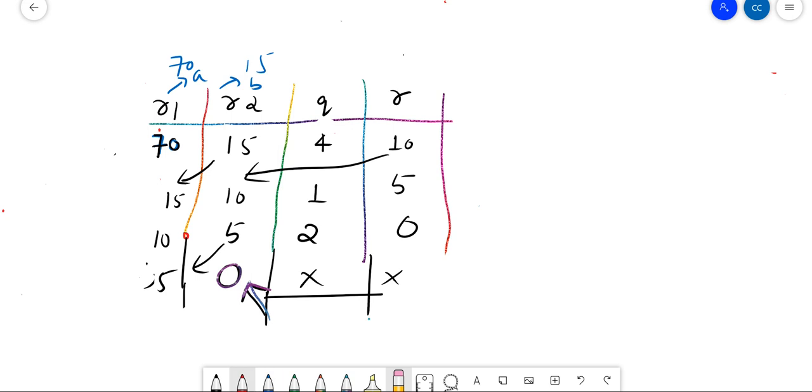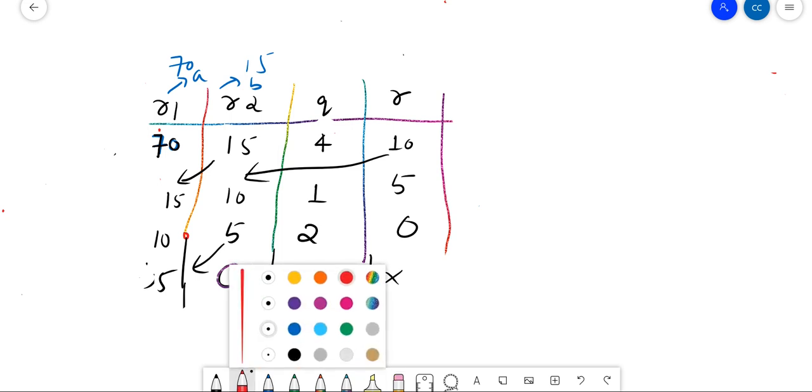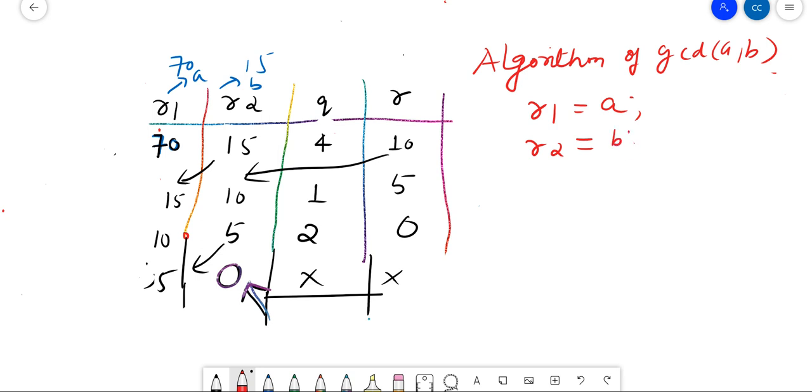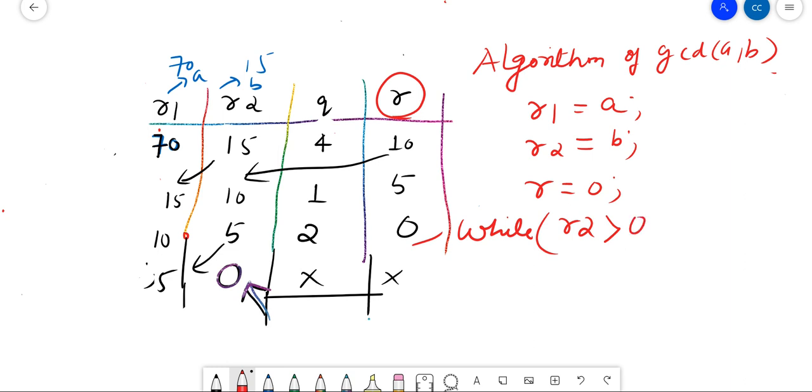Now let me write the algorithm. First, R1 becomes A, R2 becomes B. Then we update the values, R initially we will take as 0. Now the while loop will run till R2 becomes 0, that means when R2 is greater than 0, the loop will run.